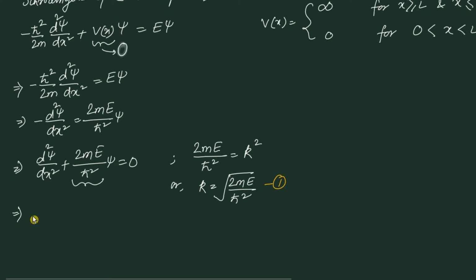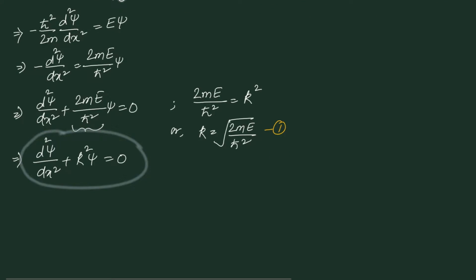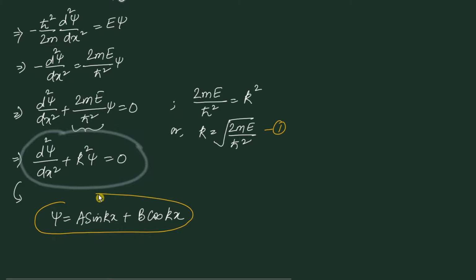So the equation then simply becomes d square psi by dx square plus k square psi is equal to 0. Now this is a standard differential equation that has a solution that is basically psi is equal to a sine kx plus b cos kx. This is the solution of a general differential equation of this particular form.